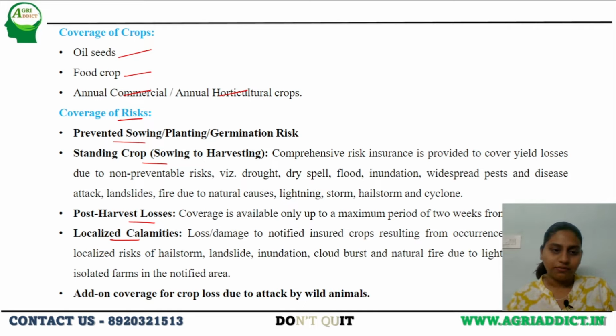And lastly, add-on coverage for crop loss due to wild animals, especially in the case of plantation crops, which face certain wild animal problems. If any crop losses occur because of these wild animals, that will also be covered under the Pradhan Mantri Fasal Bima Yojana, and if they have taken insurance, that amount will be claimed.